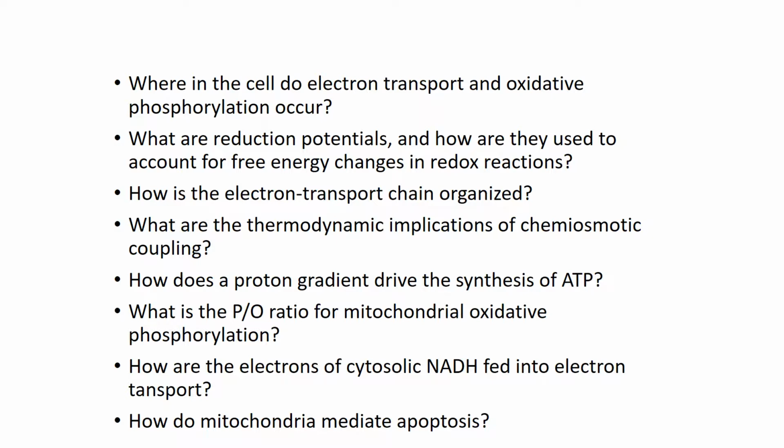We'll look at where this process occurs. We are going to review reduction reactions. After this introduction, we're going to do some problems together. We'll look at the organization of that transport chain. There are 4 complexes that we'll study in detail. We'll look at chemiosmotic coupling and how that proton gradient that is built up in the electron transport chain drives ATP synthesis. And there are a couple other questions here too.